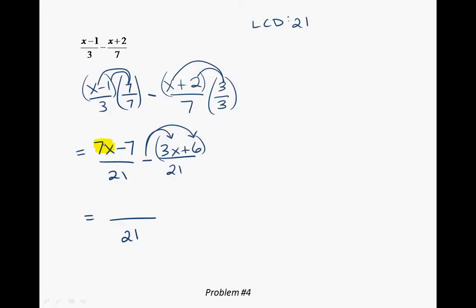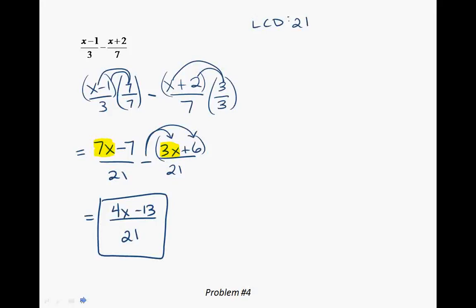And so my like terms, I have 7x minus 3x. So 7x minus 3x is 4x. Then I'm going to do negative 7. And I erase my minus, let me put it back. Negative 7 minus positive 6. Remember, you're distributing the negative. Negative 7 minus positive 6 is negative 13. Now we've properly combined the numerators. And our answer would be 4x minus 13 over 21.